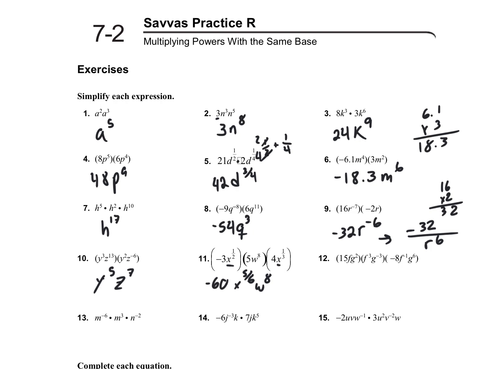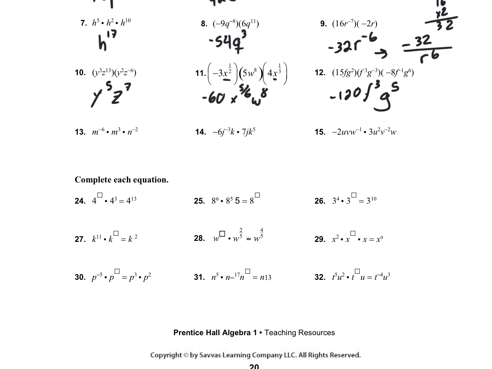Now for 12, I'm going to do 15 times negative 8. That's going to be negative 120. And then we're going to take it one letter at a time. So the f, we have 1 plus 3, so 4, minus 1, 3. The g, we have 2 plus negative 3, so that's negative 1, plus 6, so it's going to be 5. So that's what we get for 10, 11, and 12.